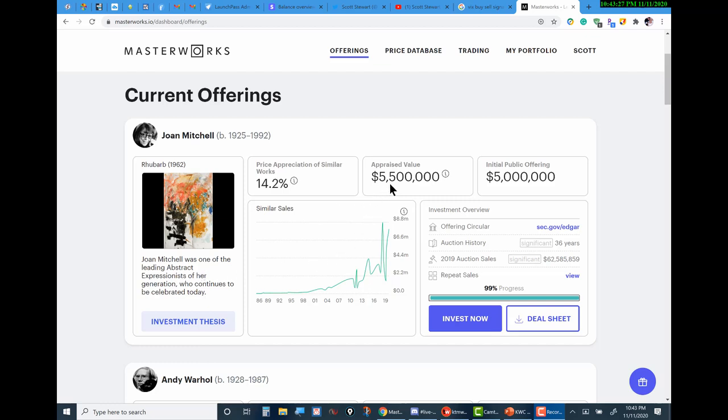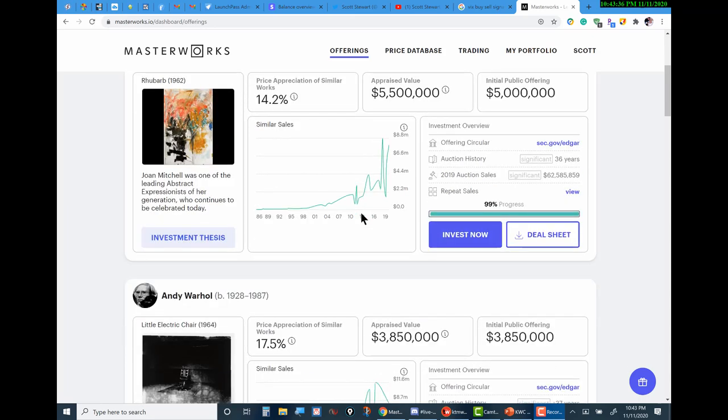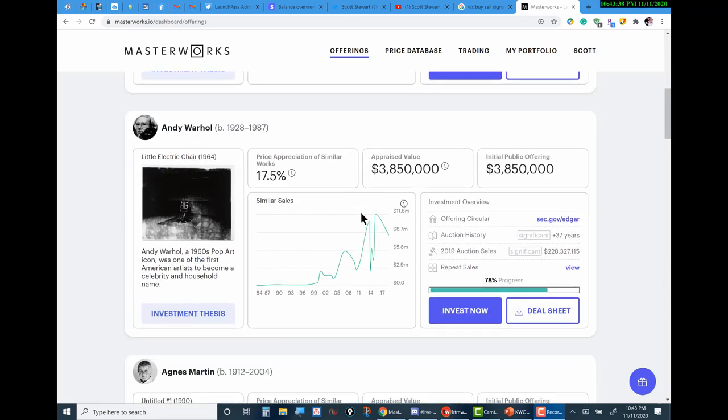This painting right here is appraised at $5.5 million. They're selling it for $5 million. Guys, you can get in with a $500 investment. There's an Andy Warhol right there. That's somebody that I'm a little bit more familiar with, okay? His works have historically appreciated at about 17.5% a year. And again, this is a $3.8 million appraisal that you can get in for a $500 investment, okay?